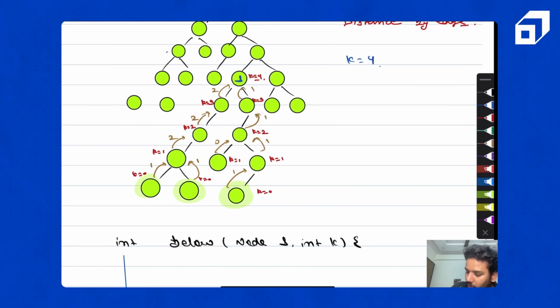Now this node asked what? Hey left child, tell me how many nodes do you have at a distance k equal to 3 below you, and the same to the right child. Left child said 2, right child said 1, so this will return 2 plus 1, 3. So we have these three nodes.